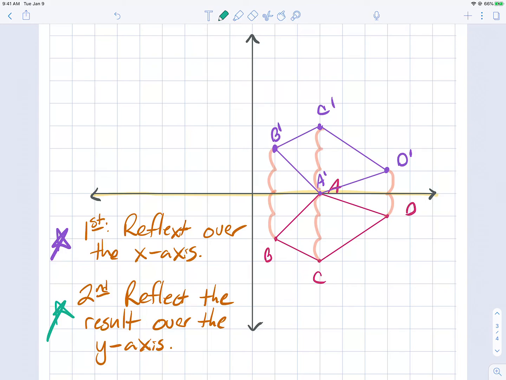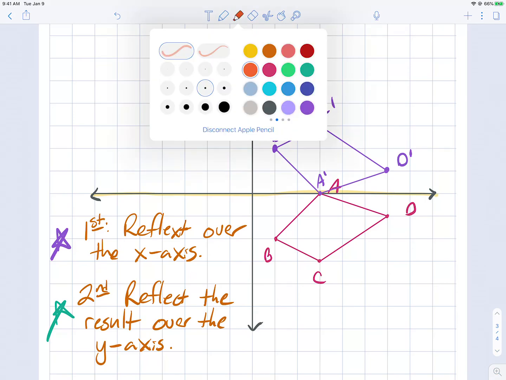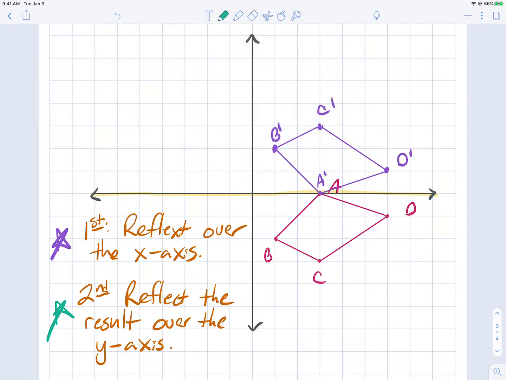Now step 2 is reflect the result, so quadrilateral A prime, B prime, C prime, D prime, over the y-axis. So I'm not going to go back to my original. I'm going to stick with my new one, and I'm going to reflect it. So first A prime is 1, 2, 3 away from the y-axis, so make sure you're paying attention, y-axis. So 1, 2, 3 away. This is going to be a double prime. So if you move A prime, you now have A double prime.